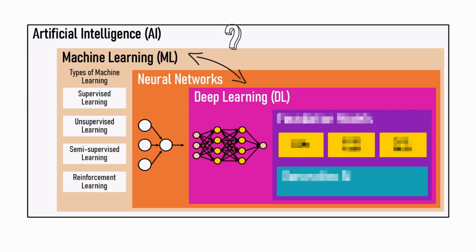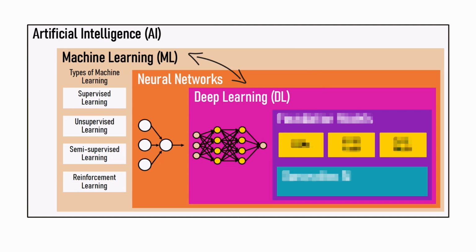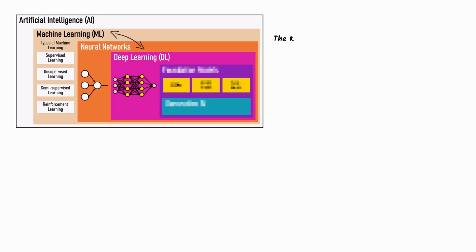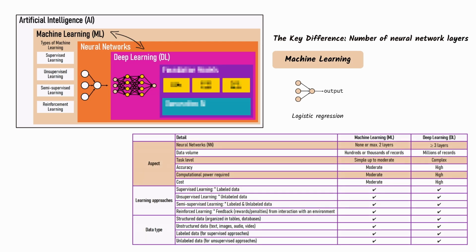As explained by IBM master inventor Martin Keen, the primary distinction between machine learning and deep learning, DL, lies in the number of layers in their neural network architectures. Key difference: number of neural network layers. Machine learning, traditional ML models often use simpler architectures, which may include shallow neural networks with 1 or 2 layers, or no neural networks at all.